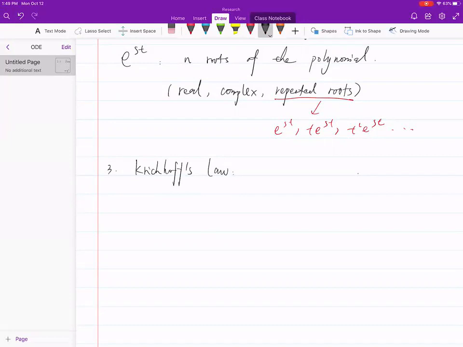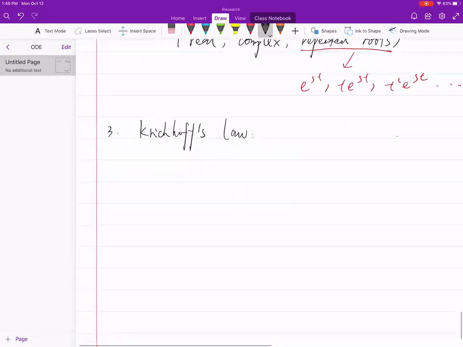Has everybody heard about Kirchhoff's law before from electric circuits? Basically what it says is, if you have electrical circuits, no matter how you do it, right? Yeah, I better draw something like that. Let's just do an easy one.